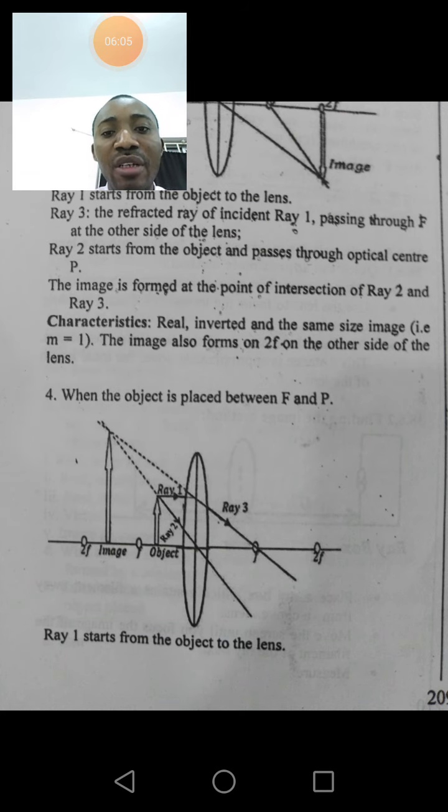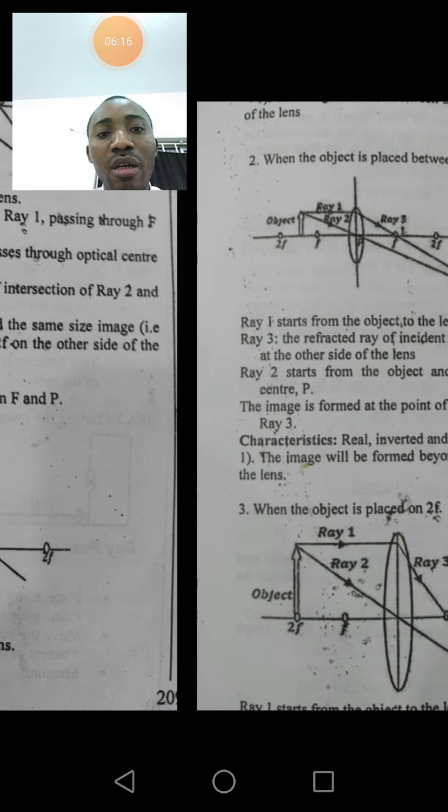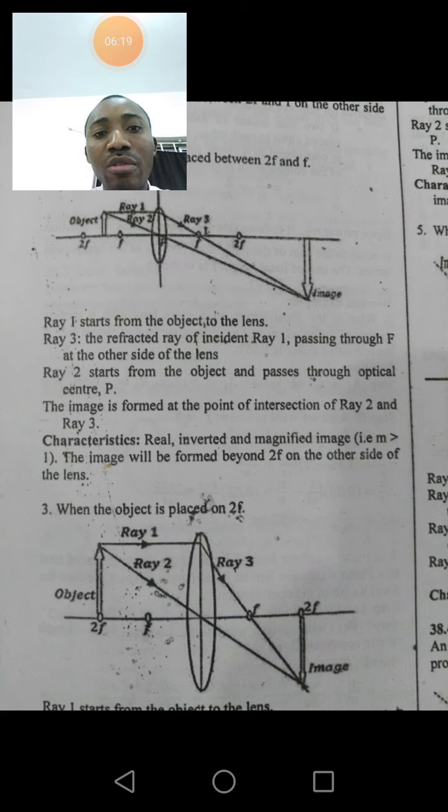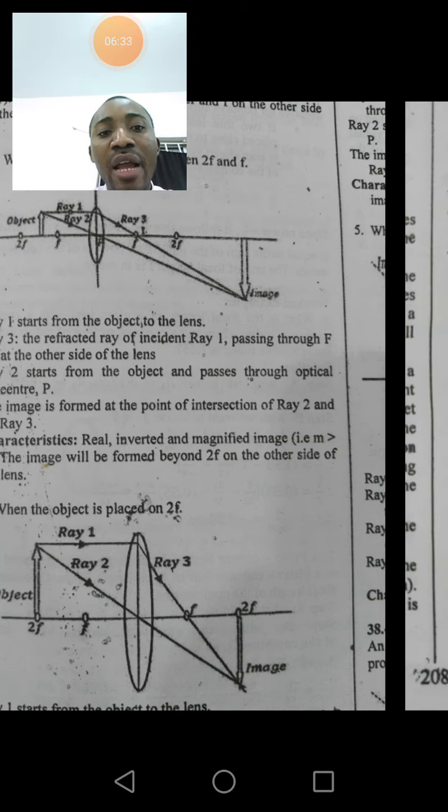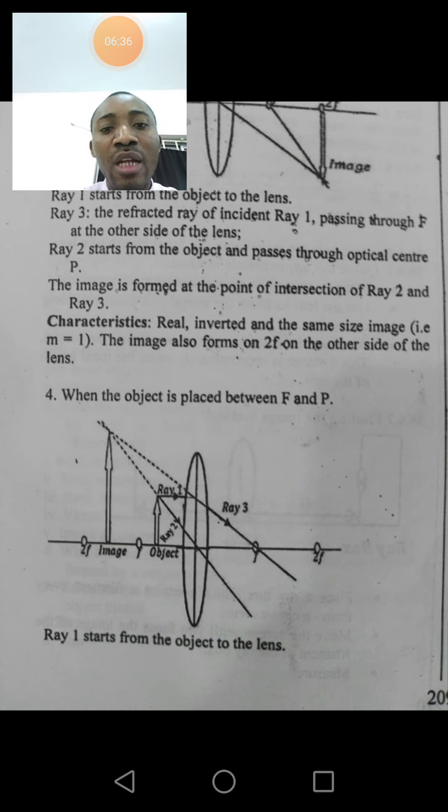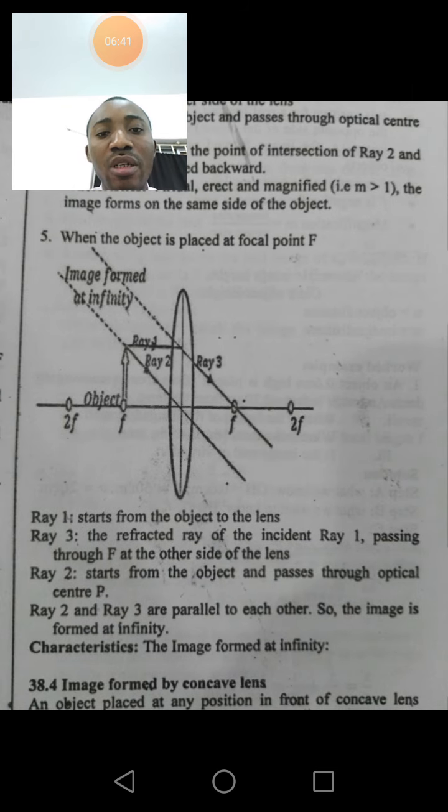Another case is what we have here in number 4. We're moving the object gradually, from 2f now to a position between 2f and f. Okay, so we are looking at another position now. Let's look at when the object is now placed at f.